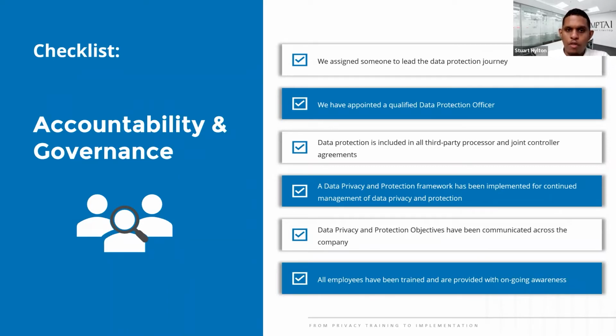Number two, we have appointed a data protection officer. Now, I'm sure a lot of people will say no at this point because we're still trying to figure out whether we need a data protection officer and what the requirements are for picking one. But if you have, great, check the box. Number three, data protection is included in all processor and joint controller agreements. So we're clear about what our responsibilities are on both sides of the coin, with our third parties and our joint controllers, and we have agreements that stipulate whose responsibility is what aspects of the legislation.